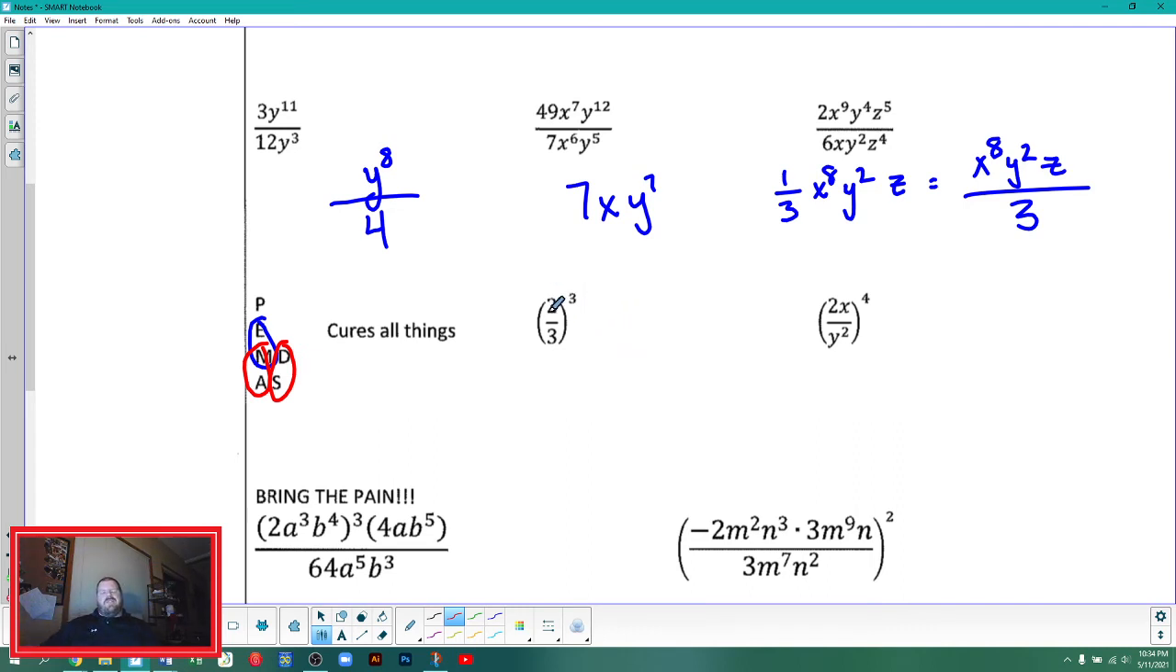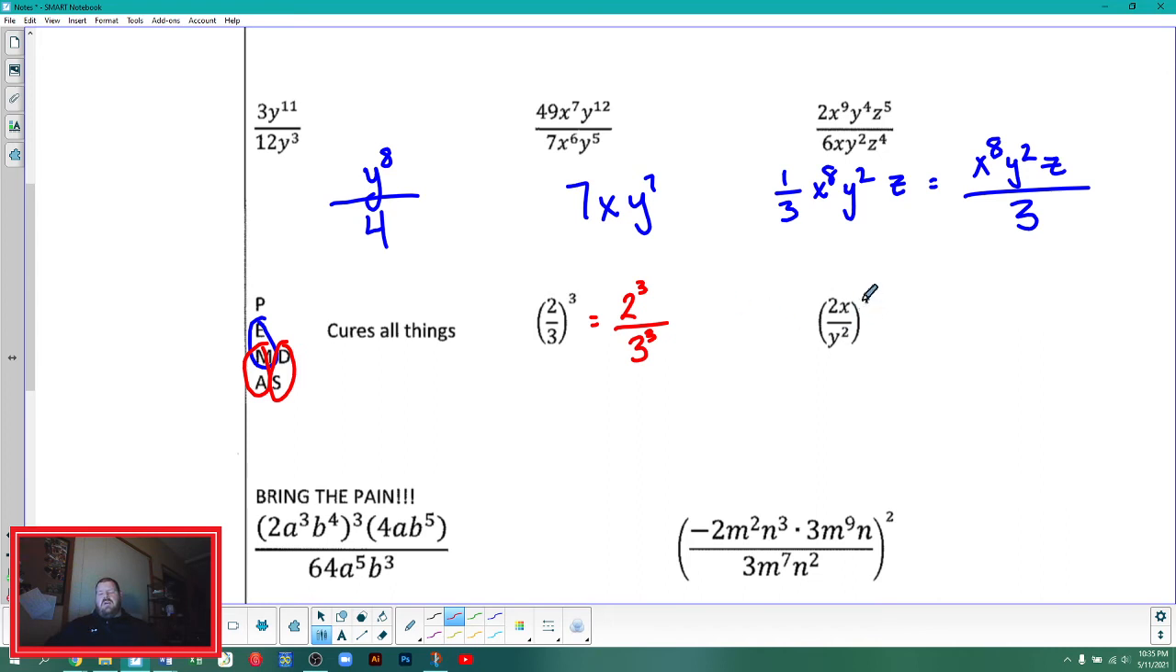So I have just 2/3 to the 3rd power. I guess one thing I do want to mention is that that will be equal to 2 to the 3rd power over 3 to the 3rd power. That might be something worthwhile.